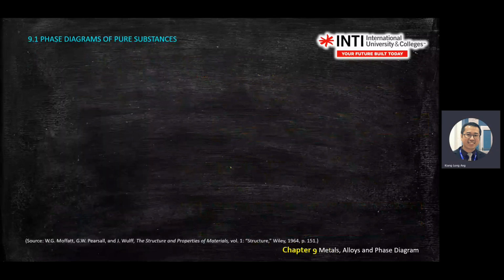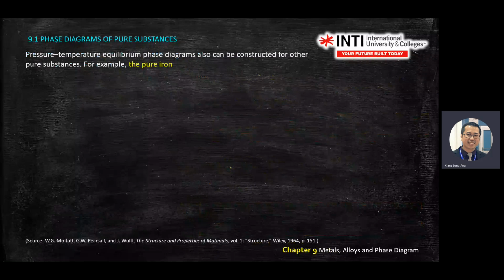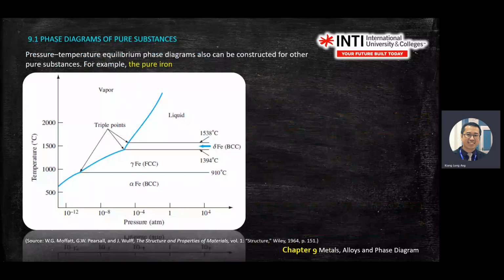This one you learn in your physics already. Now we look into our main topic, which is pure metals. First, we look at iron, which is Fe. Here you look at the PT graph. P means pressure, T means temperature. We give you the phase diagram.